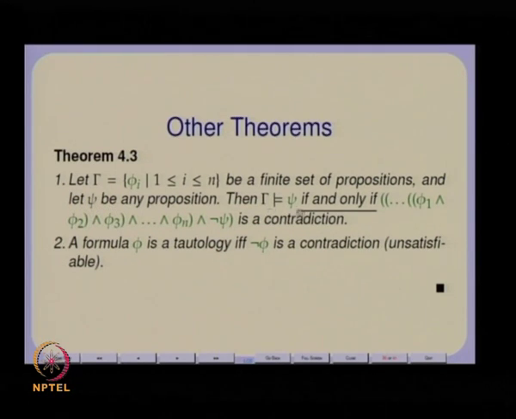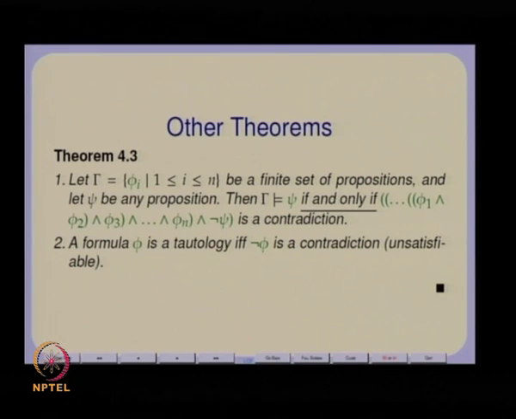Then gamma, then psi is a logical consequence of gamma if and only if this whole thing is a contradiction, where I take all the assumptions. So gamma is essentially like the set of assumptions, and psi is like a conclusion from those assumptions, and essentially we are saying that if you take all the assumptions and the negation of the conclusion, and form a single formula, that has to be a contradiction.